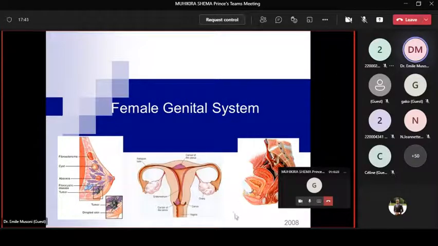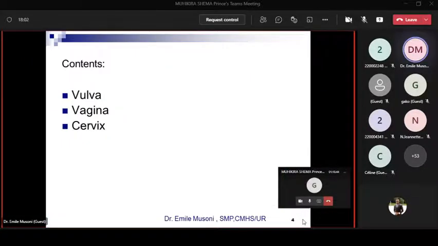So this is the female genital system. This is anatomy, and we have done the physiology. And you still remember the vagina, body of the uterus, fallopian tube, and the ovaries. Let us start with the diseases of the vulva.